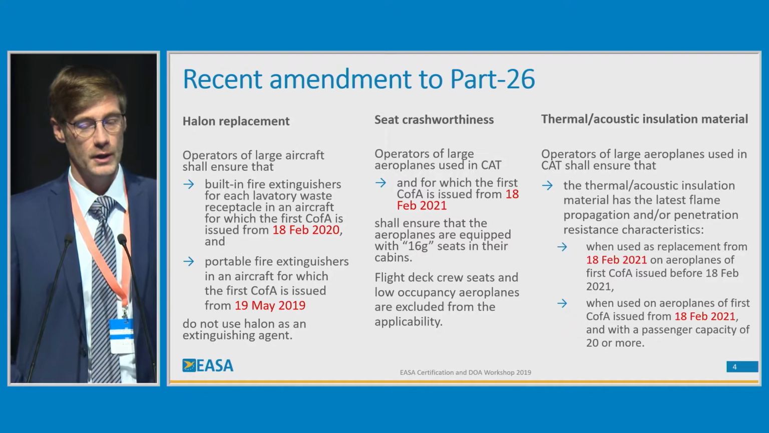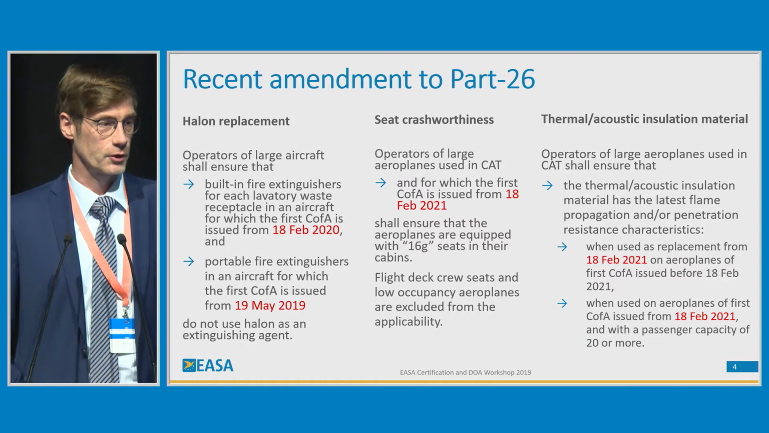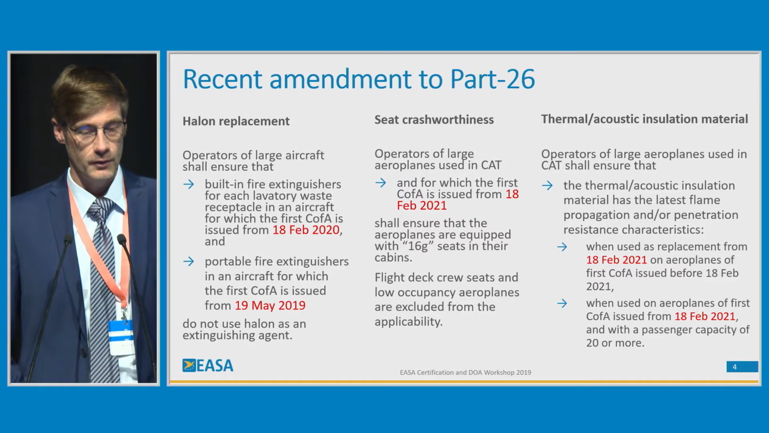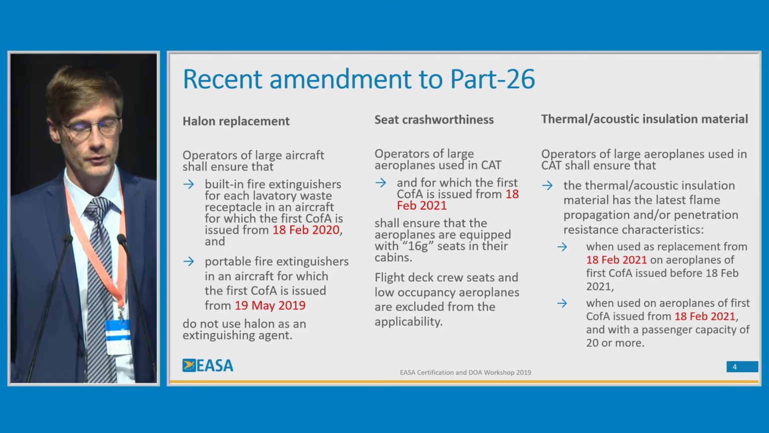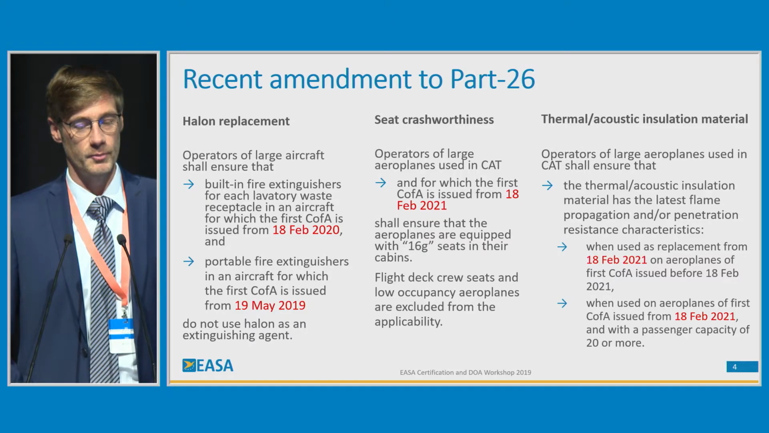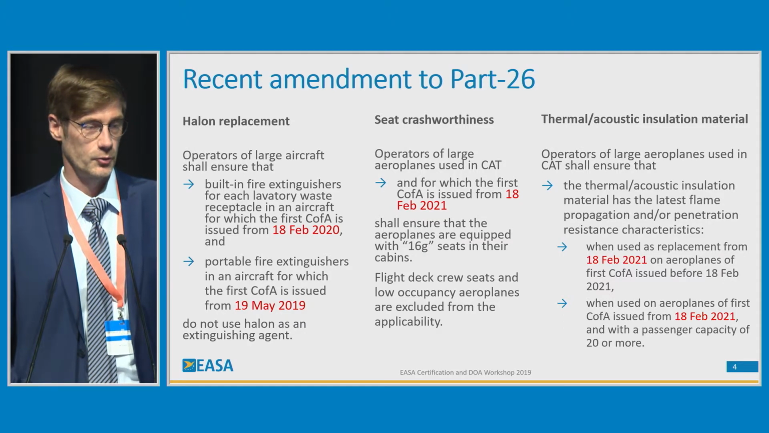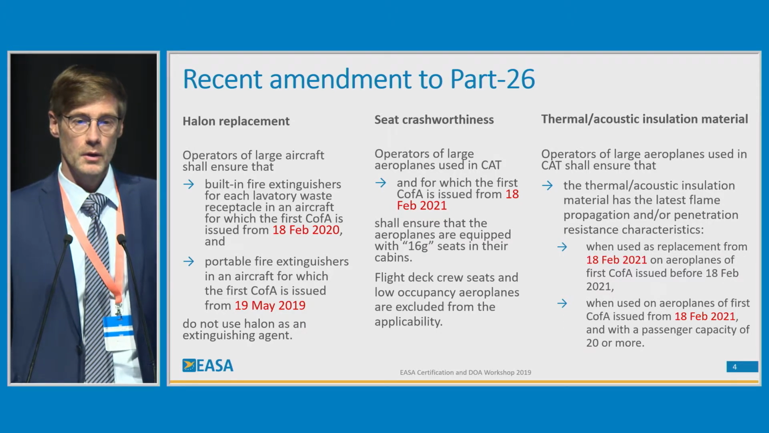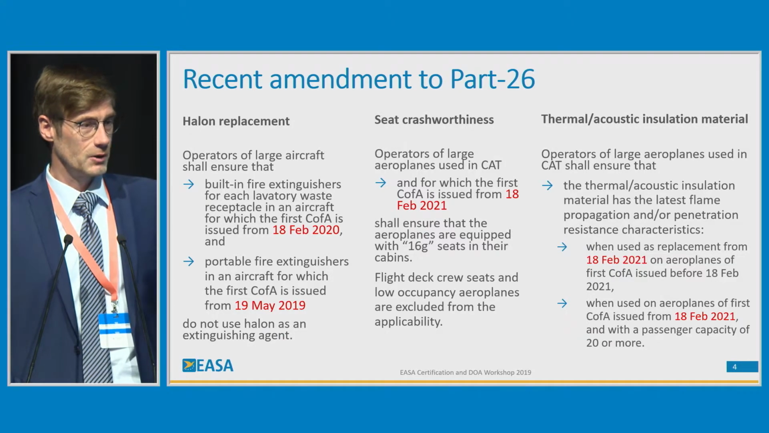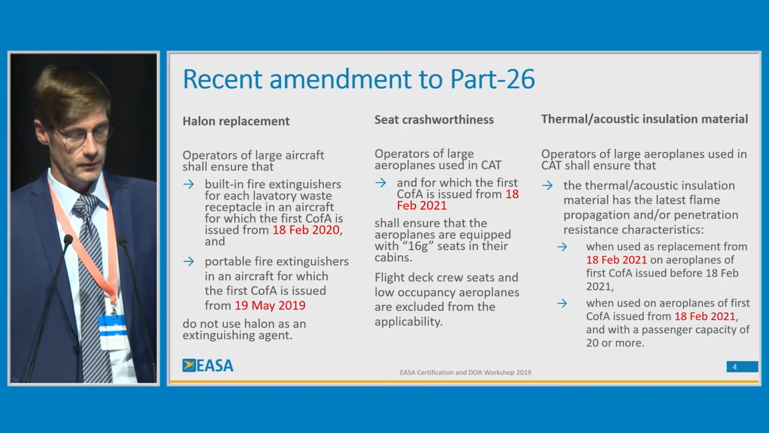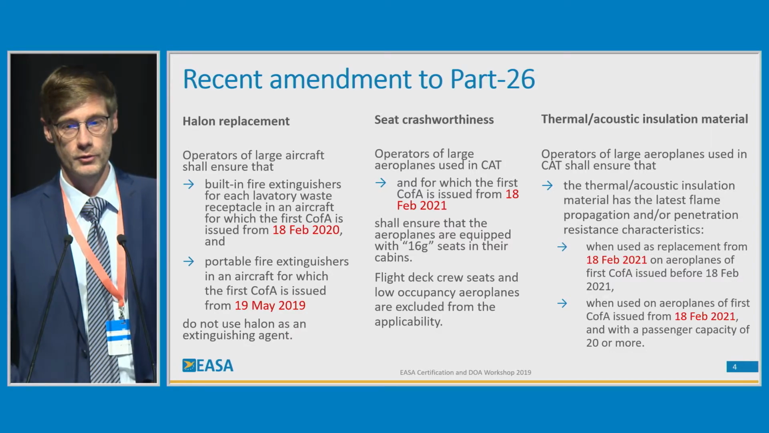And then a production cut-in: any aircraft coming out of the production line and issued with a C of A, first C of A, after the same date, 2021, also has to comply if it has a passenger capacity of 20 or more. And this is what you see on the slide, almost the full regulatory text in Part 21. It's 90% the wording that you see in the regulation.